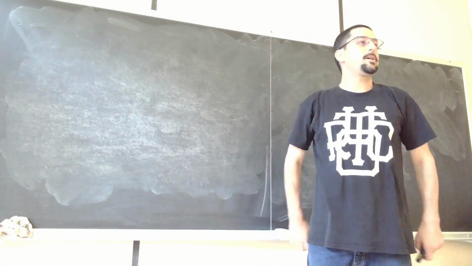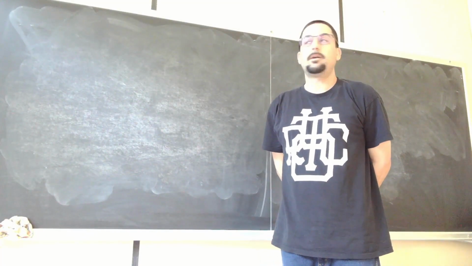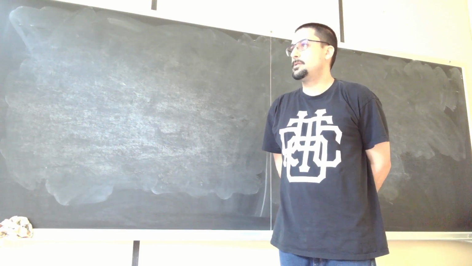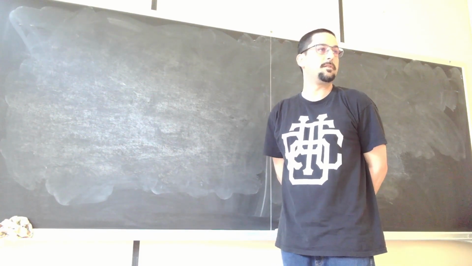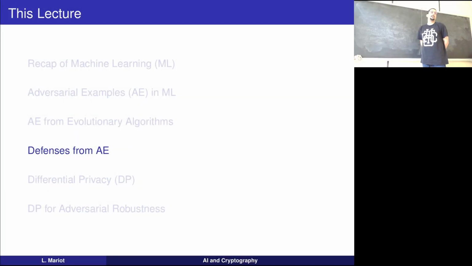Okay, hello back. So today, this afternoon, we are going to see the second part of this session about adversarial examples in machine learning and how to defend against these adversarial examples using cryptographic techniques, in particular differential privacy.